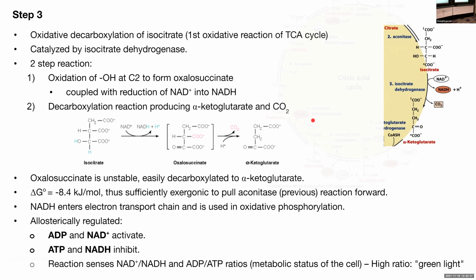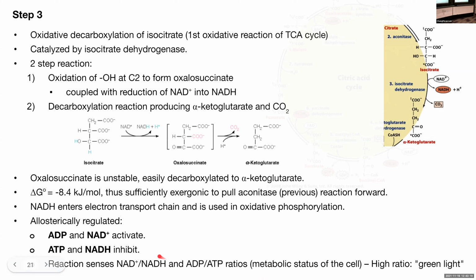And the enzyme isocitrate dehydrogenase is also allosterically regulated. So ADP and NAD plus activate this enzyme, as opposed to ATP and NADH, which inhibit this enzyme. And again, it makes sense, right? Because it's all about the ratio. It's all about sensing the ratio of NAD plus to NADH and ADP to ATP, which shows the metabolic status of the cell.